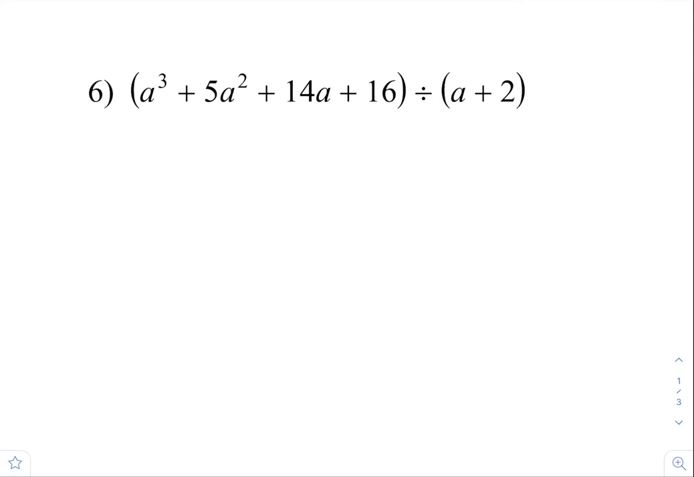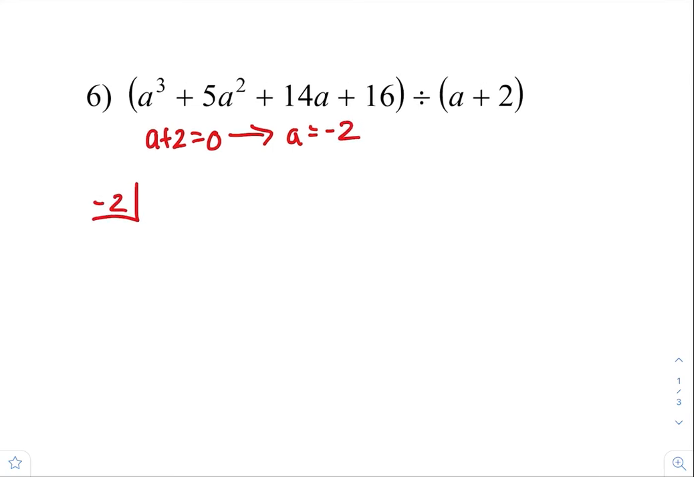Number 6, set that equal to 0. Solve. A is going to equal negative 2. Negative 2 goes in the division box. So then we got coefficients of 1, 5, 14, 16. Drop the first one. And we got to multiply. 1 times negative 2, negative 2.